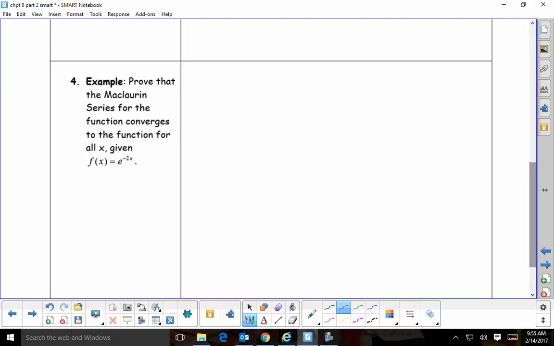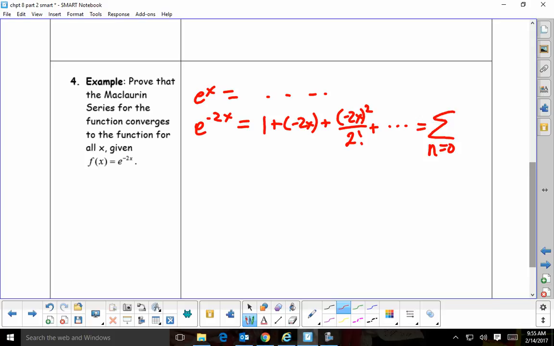So it says, prove that the Maclaurin series for the function converges to the function. And we started with e to the x, and then we plugged in that negative 2x, right? So everywhere we saw an x, we plugged in the negative 2x. And we wrote our series. And that's where we ended, I think.